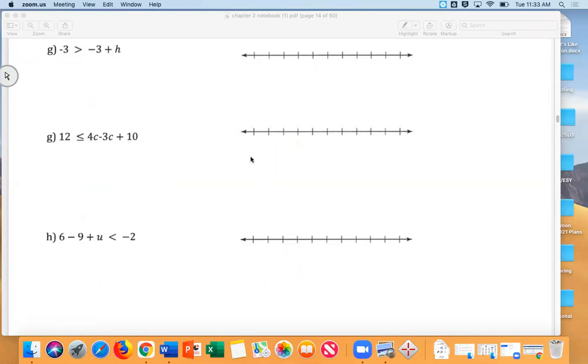Nate, how do you get rid of this? This says -3 is greater than -3 plus h. Add 3. I'm glad you said add 3 and not subtract. A lot of kids will say subtract 3 because of that plus sign. It's all about the -3. So I add 3 and I get 0 is greater than h. So 0 goes in the middle. 1, 2, 3. -1, -2, -3 go to my left. And it's an open circle. And I'm not eating the h, so I'm going to shade to the left.